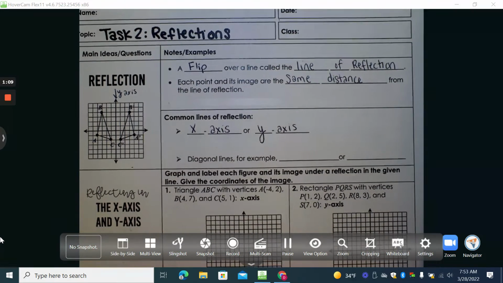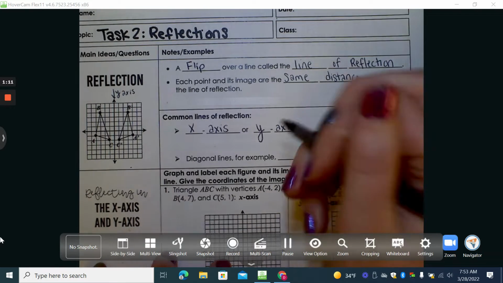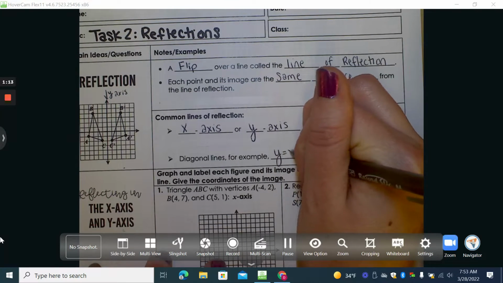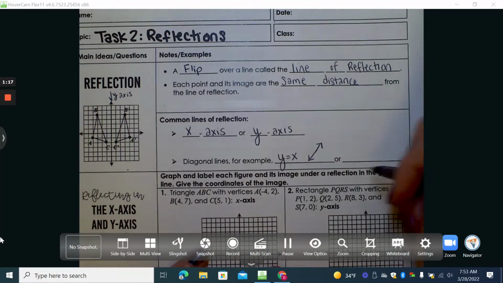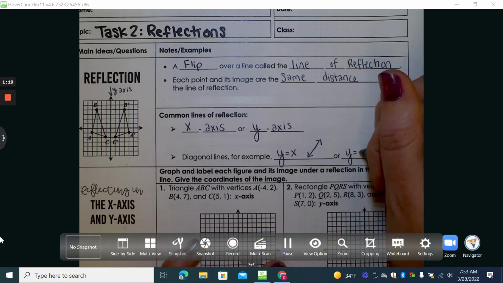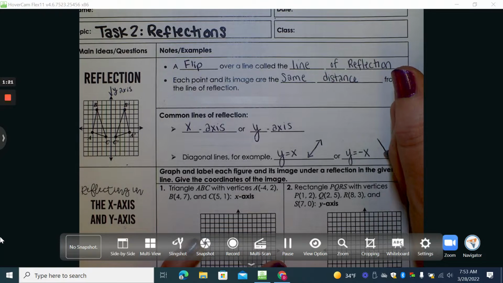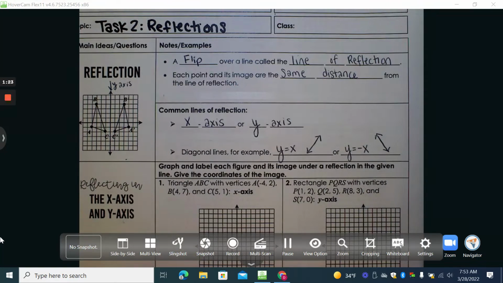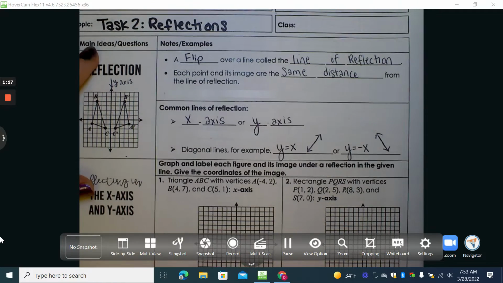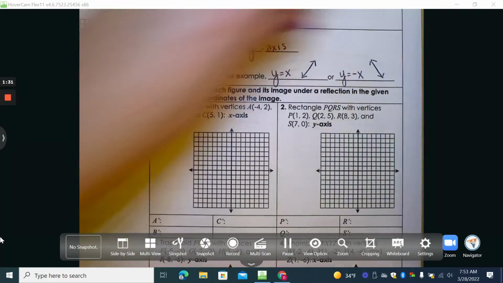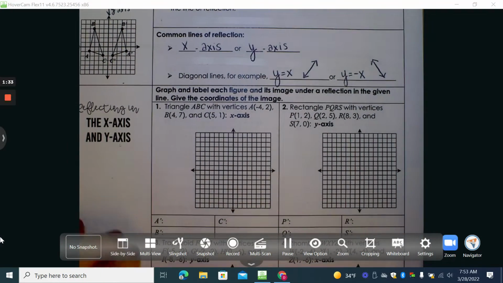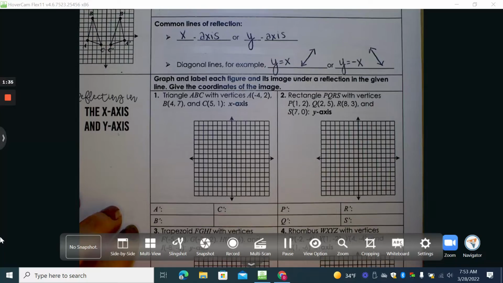We'll also do a little bit of flipping over some diagonal lines. So y equals x, a diagonal line like this, or flipping over the diagonal line y equals negative x, so flipping over just the other direction of that diagonal. And there's a nice little pattern for each of those things. Let's practice a little bit of flipping over our x-axis and our y-axis.